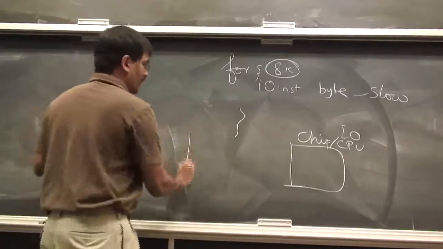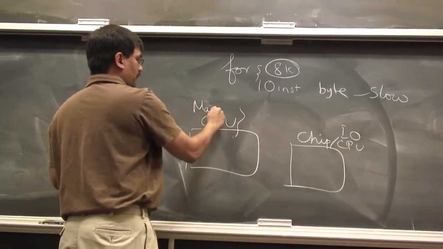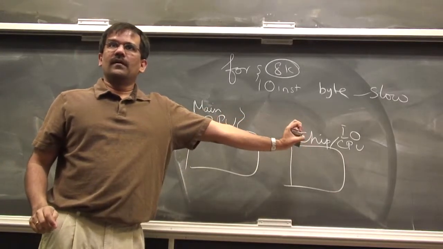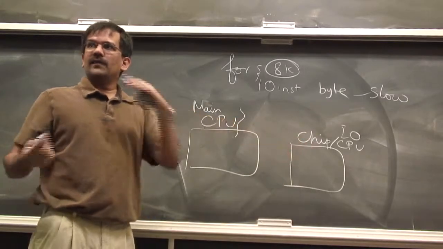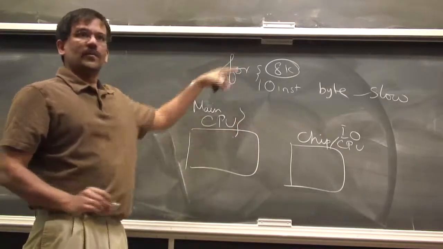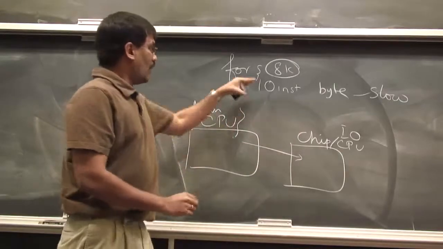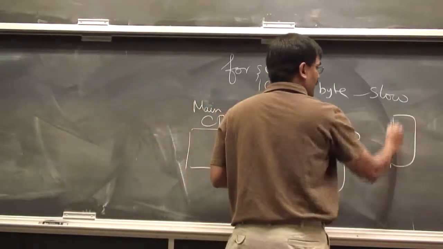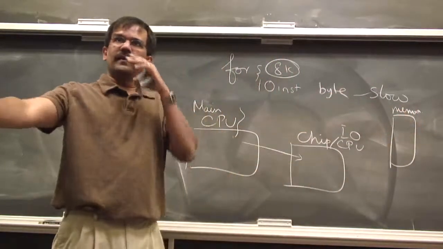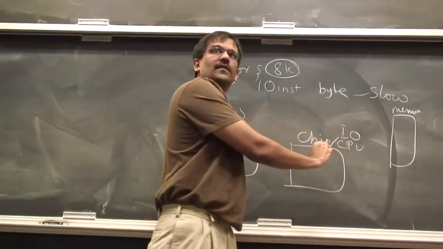So now we have the main CPU, and now it has the support of a little IO controller, which is sort of like a CPU, except it only does input-output. So if it has to do this loop, it can say, do this loop over here. Essentially, it can say, this is a chunk of memory. I want this to be sent to the disk drive.